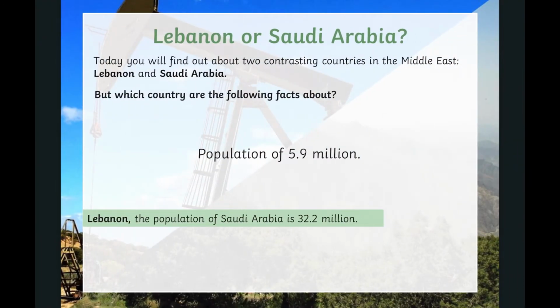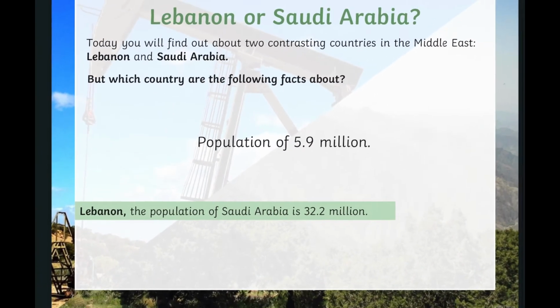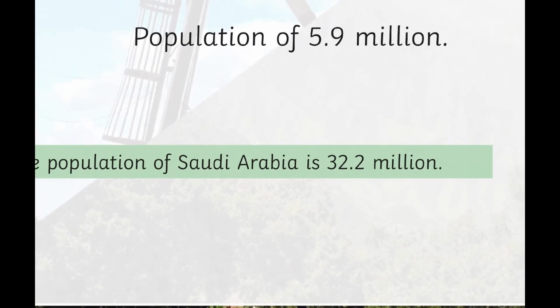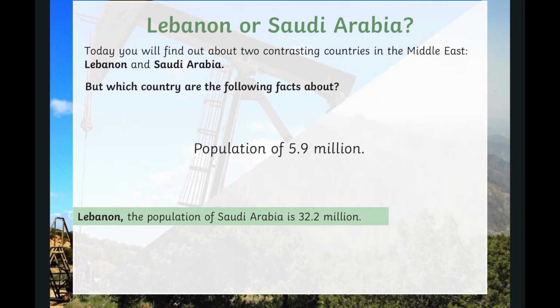The population of Lebanon is 5.9 million, whereas the population of Saudi Arabia is 32.2 million. Saudi Arabia is a considerably larger country than Lebanon. In fact, it's the largest in the Middle East.